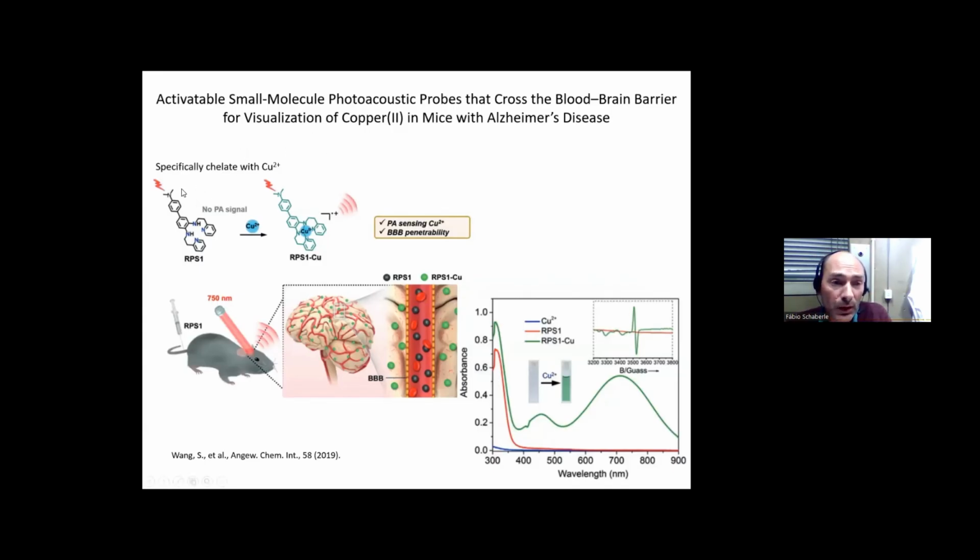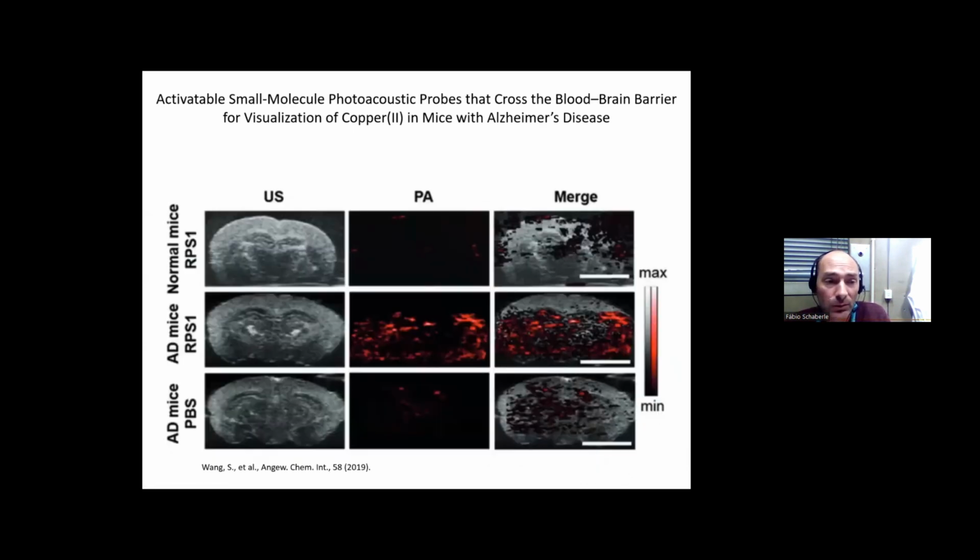So this group made a compound that does not absorb in this form without the copper. And when this compound finds the copper, it chelates the copper and starts to absorb. This is in green here. And it starts to give photoacoustic signal. So it was injected in the mice.